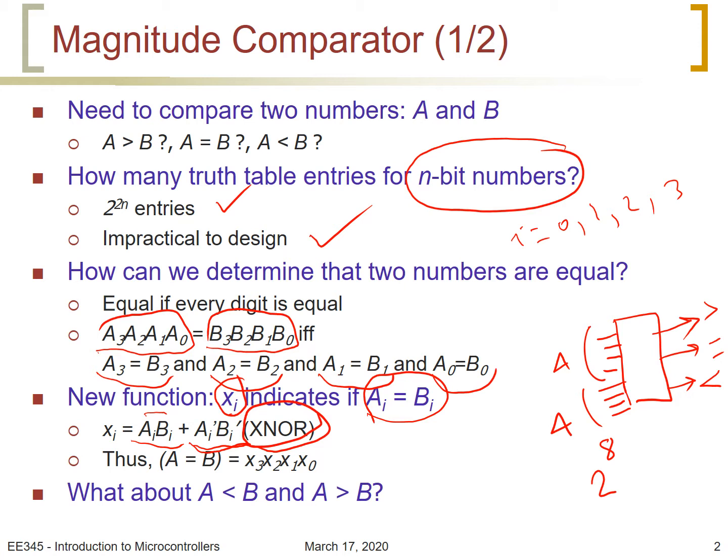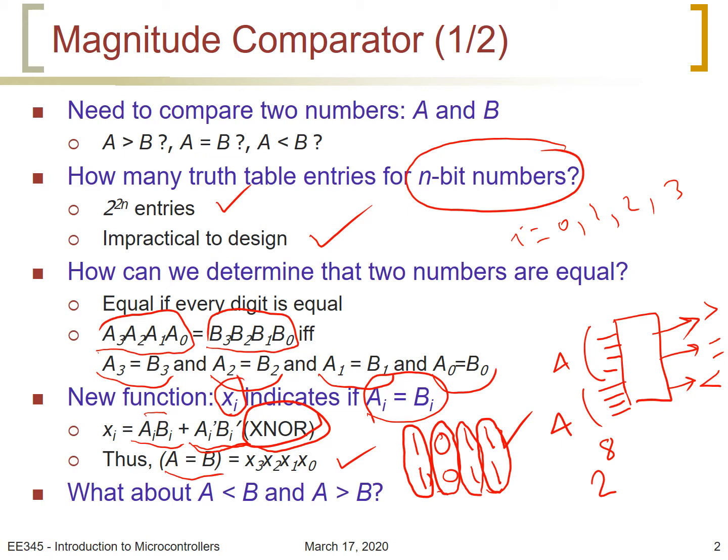Now, with the definition of xi, we can say that A is equal to B is equal to the function x3 and x2 and x1 and x0. In other words, let's look at this. Let us take A equals 1011 and B equals 1011. Of course, here A3 is equal to B3, both ones, and A2 and B2 both zeros, A1 and B1 both ones, and A0 and B0 both ones, and we can say A is equal to B. So this equivalence function simplified the circuit for A is equal to B.